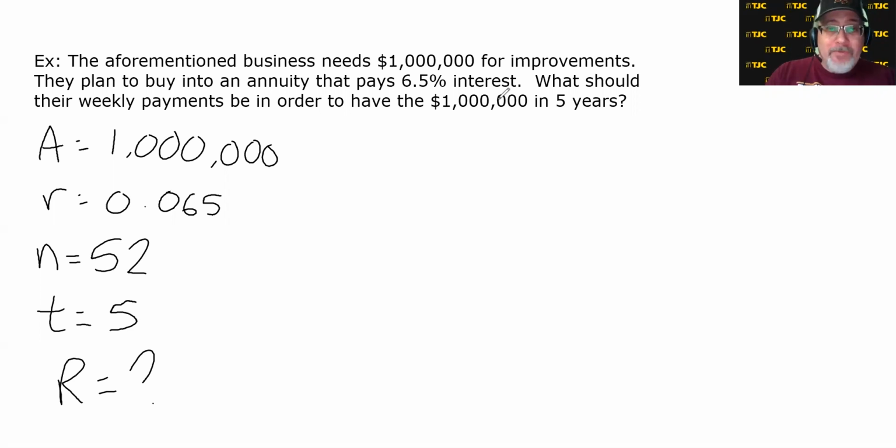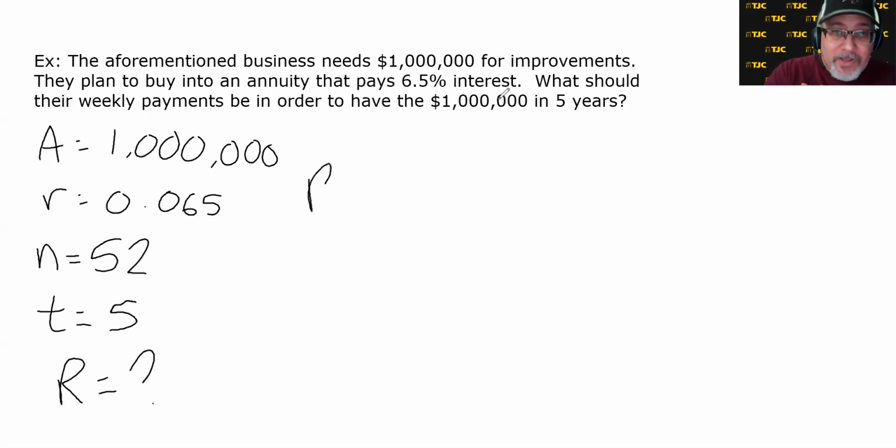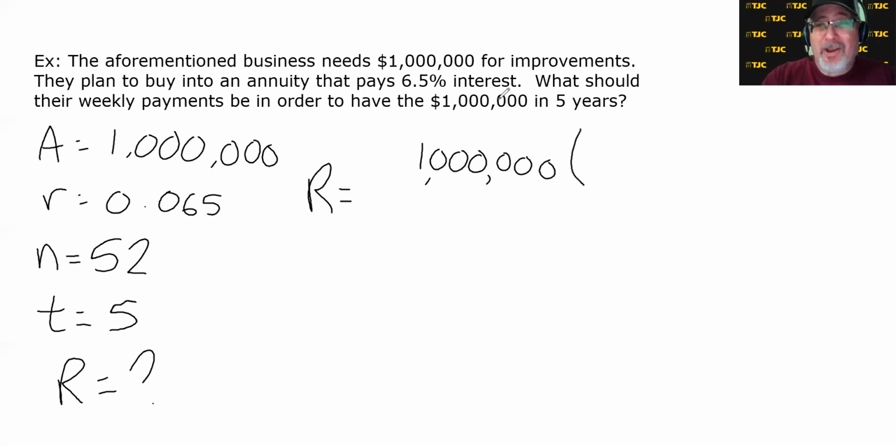All right, we got a formula. Here it is. So let's set it up. Our weekly payment is going to be $1 million. Almost had not enough zeros there. That's only off by a factor of 10. Times little r over n, so 0.065 over 52.